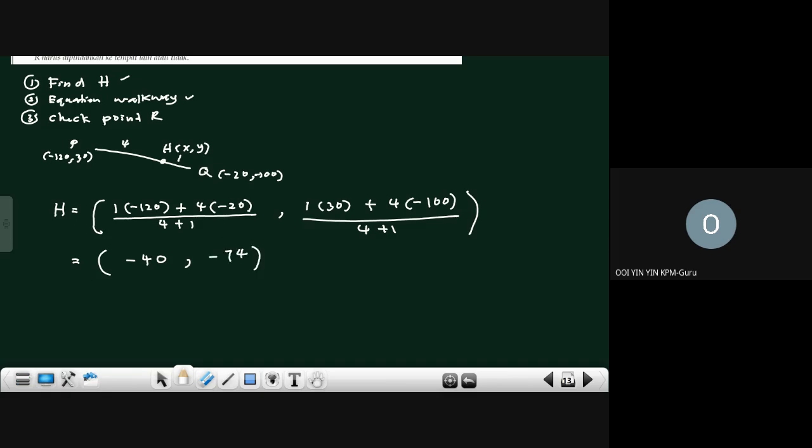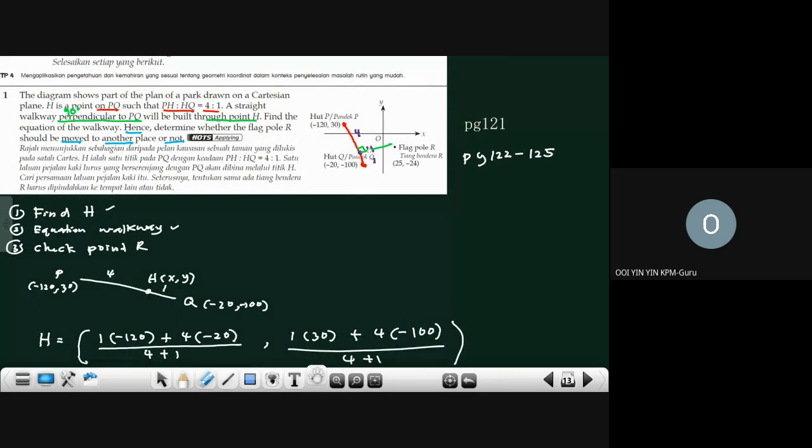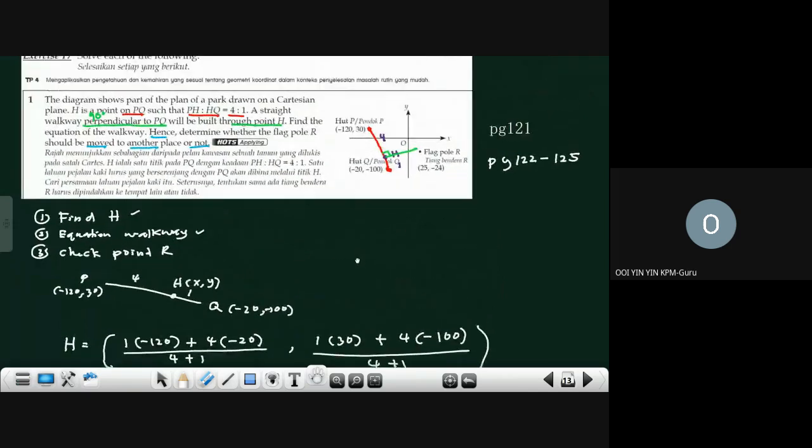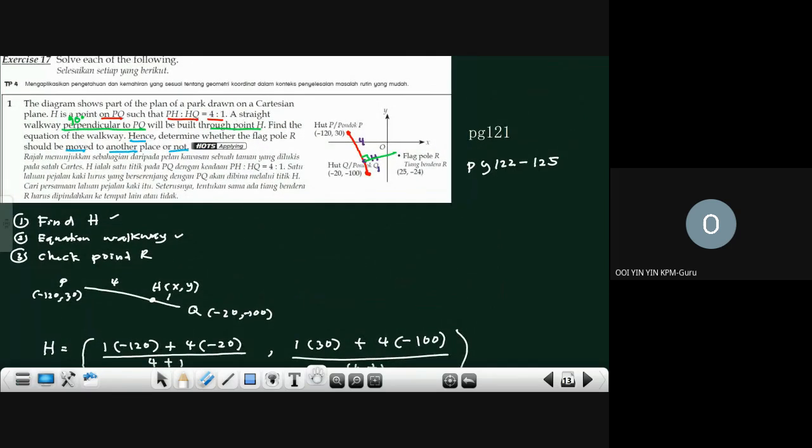Okay, so this is the point of h. So when you have your point h now, you want to find the equation. As you can see, you know that for an equation, you need a gradient and a point, right? The point we already have is here, your h. Now we want to find the gradient. How can we find the gradient actually? They give you the hint that it is perpendicular to PQ. So we can use the gradient of PQ and then find the gradient for this perpendicular walkway.